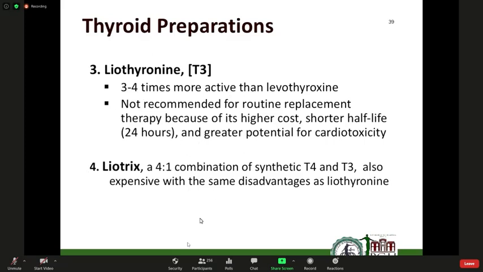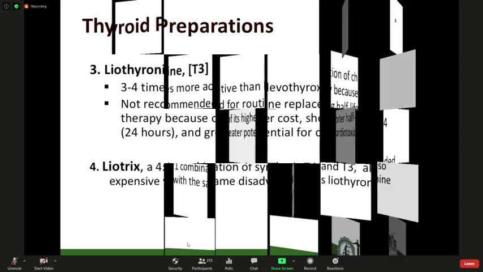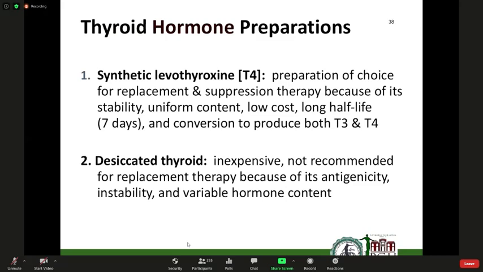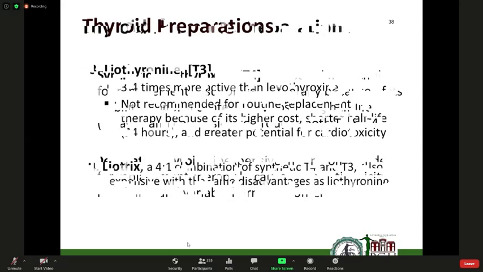liothyronine. And finally, there used to be a combination of T4 and T3 that mimics the natural combination of what we're supposed to have in our blood circulation. But again, it had the same disadvantage as liothyronine of toxicity, and that's why it's no longer used. So it's really just T4 that is used in practice.